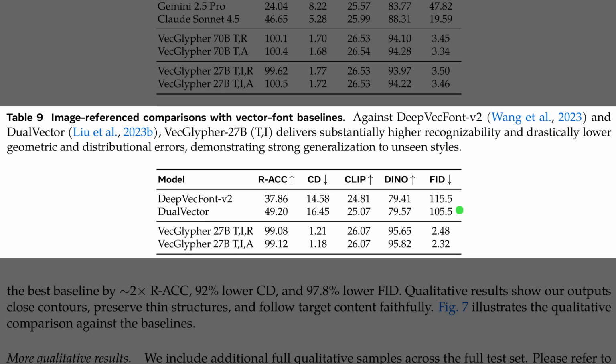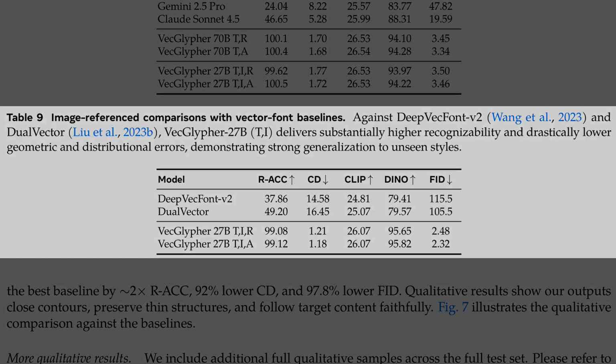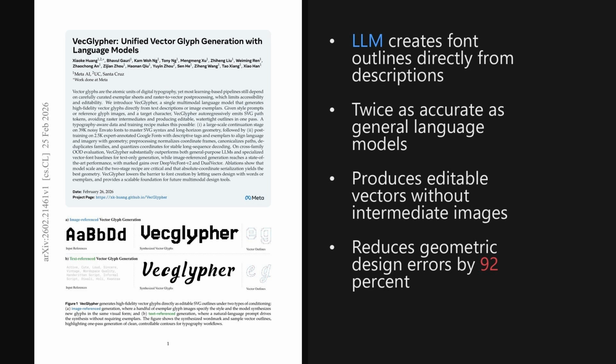So, while the previous table focused on general models, Table 9 compares VecGlypher against specialized vector font baselines on image reference tasks. Here, the competitors are DeepVec Font v2 and DualVector. Looking at the first column, relative OCR accuracy, these baselines struggle, scoring between 38 and 49. In sharp contrast, the bottom rows show VecGlypher 27B reaching over 99% accuracy. The geometric precision is even more striking. The chamfer distance drops from roughly 15 down to just 1.18, while the FID score plummets from over 100 to 2.32.